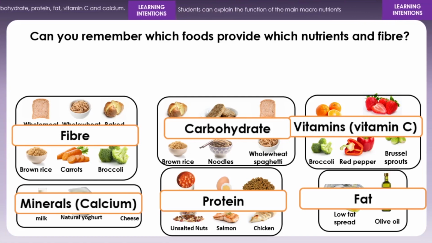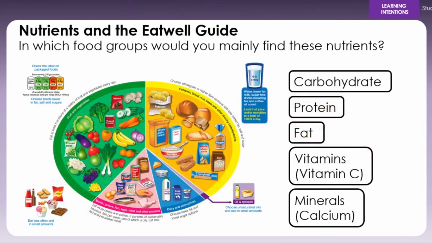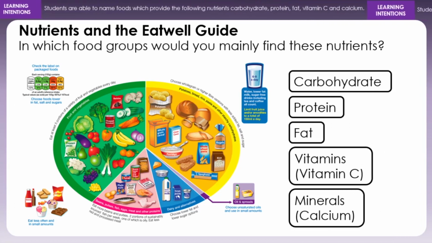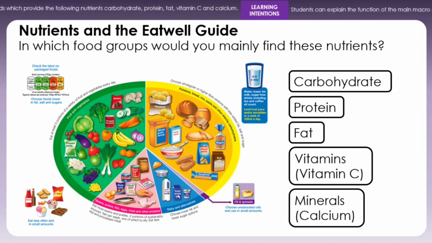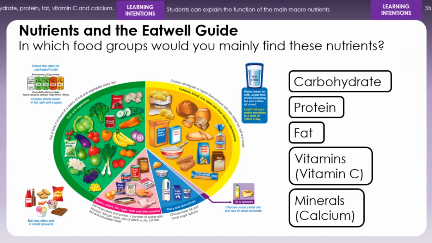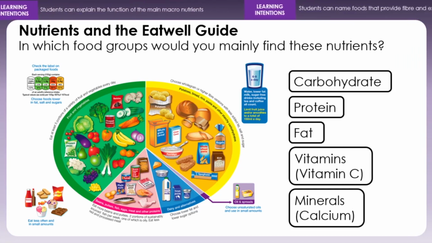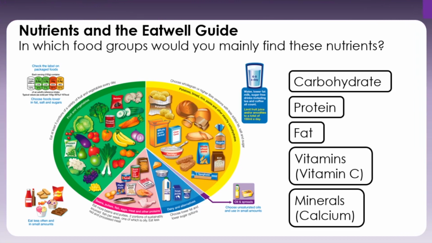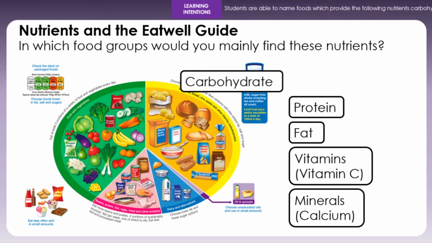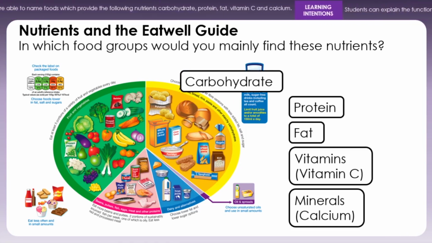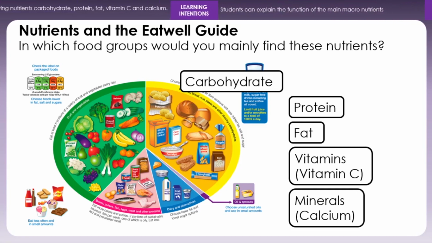So nutrients in the Eat Well guide. Which of the food groups would you mainly find these nutrients? So we're looking for carbohydrate, proteins, fats, the vitamins, vitamin C in particular, and minerals, the mineral calcium in particular. So we'll start with carbohydrate. Which section? Yeah, you're going to find it in the yellow section. The potatoes, bread, rice, pasta and other starchy carbohydrates.